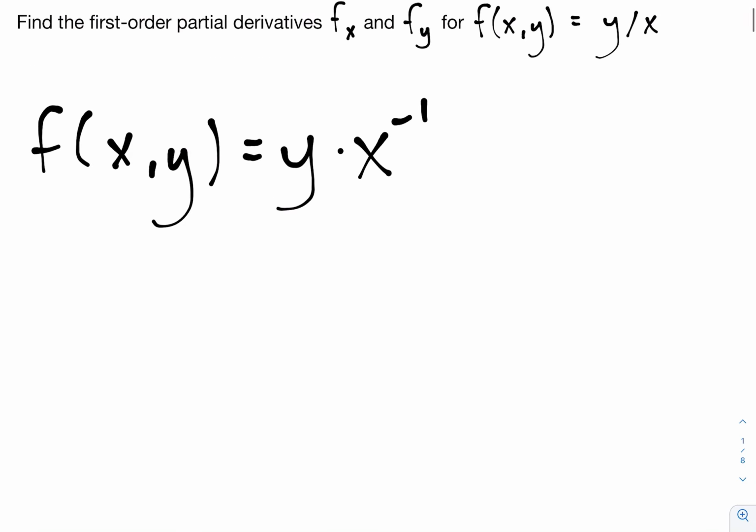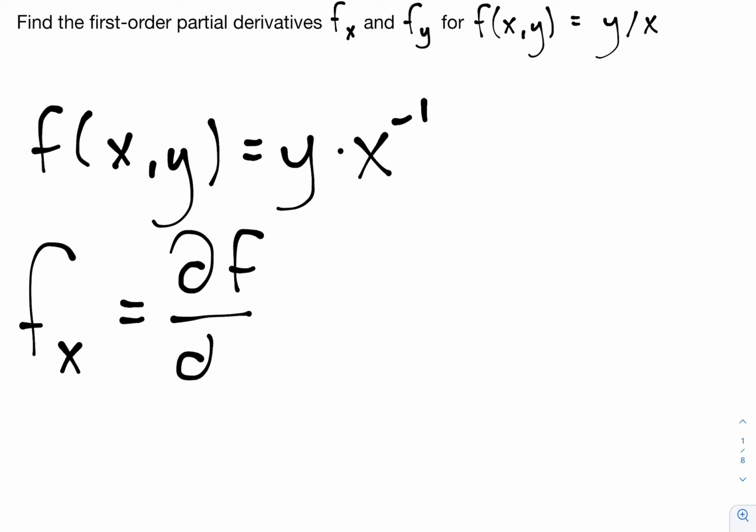Okay, so f sub x, this notation just means the partial derivative of f with respect to x. So f is y times x to the negative 1, right? That's our function, and we're taking the partial derivative of f with respect to x. So we're going to leave y constant, because it's a partial derivative. Our variable here is x, so that means y is a constant.